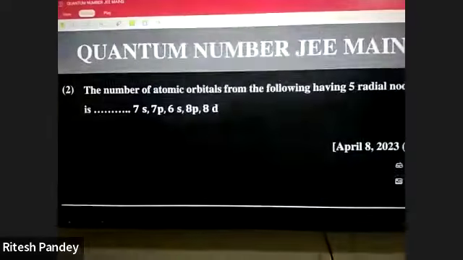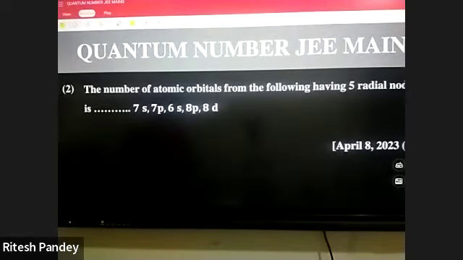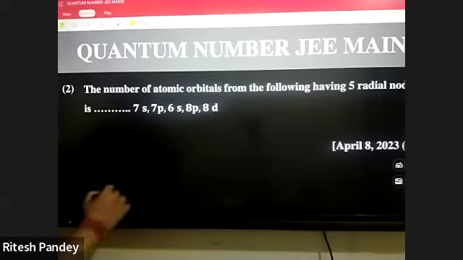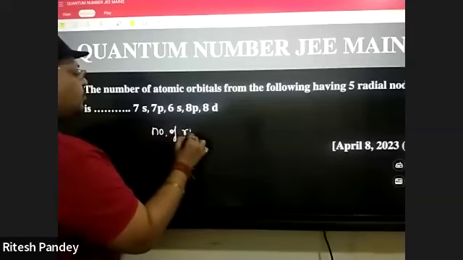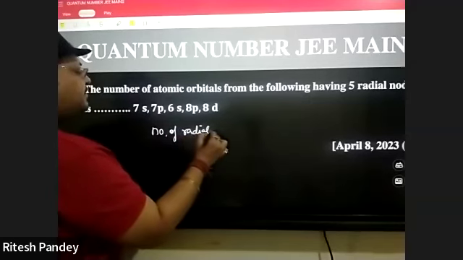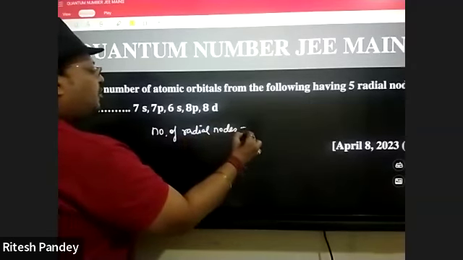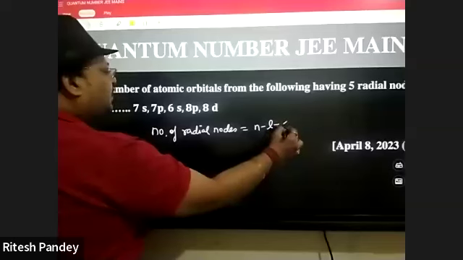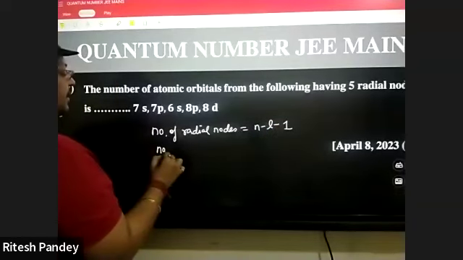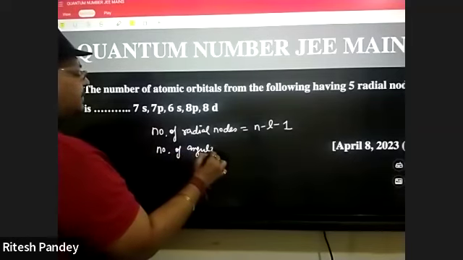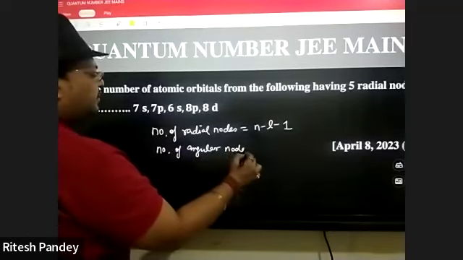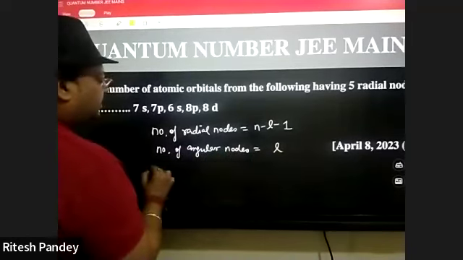Question 2. The number of atomic orbitals from the following having 5 radial nodes. Now, you all know the number of radial nodes. Please take it down as a formula, equal to n minus L minus 1. And when the time is right, I'm going to explain this, but so many times the results would help. Number of angular nodes is equal to L.